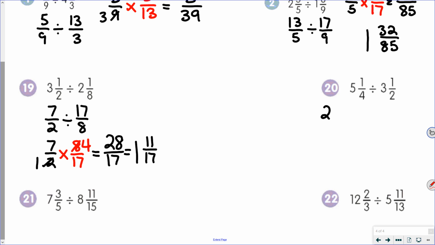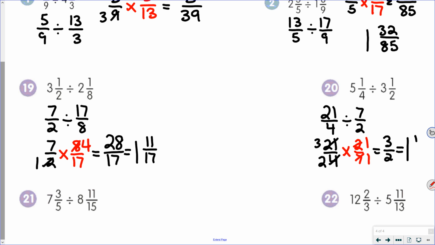Number 20. 5 1/4 is 21/4. 3 1/2 once again is 7/2. Keep, times, turn. 2 becomes 1, 4 becomes 2, 7 becomes 1, 21 becomes 3. So we get 3 over 2, which is 1 1/2.